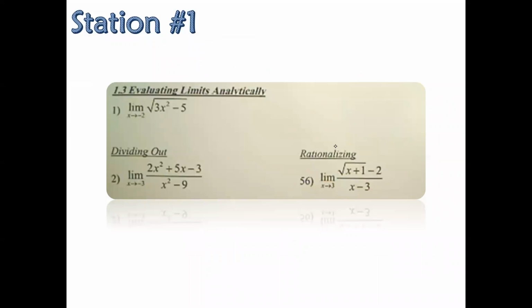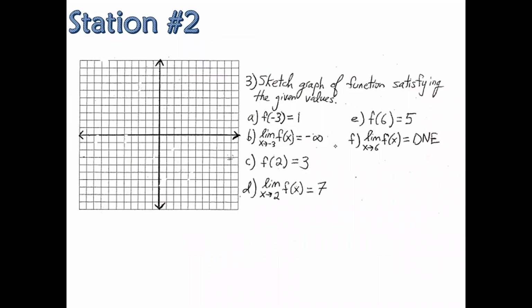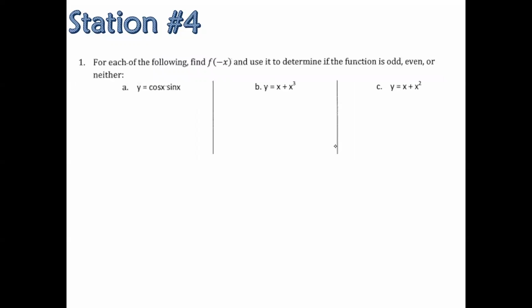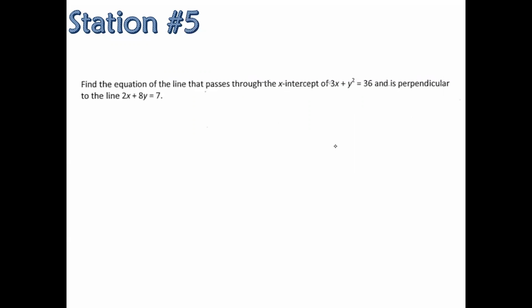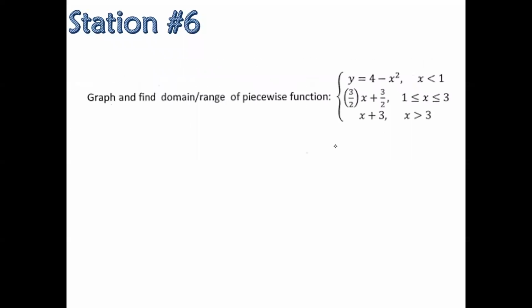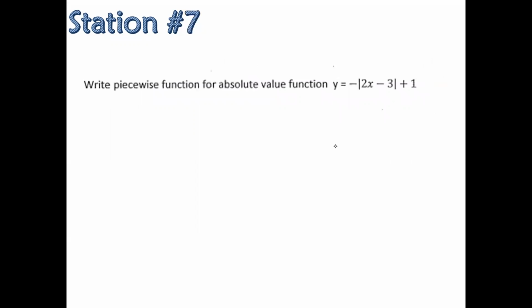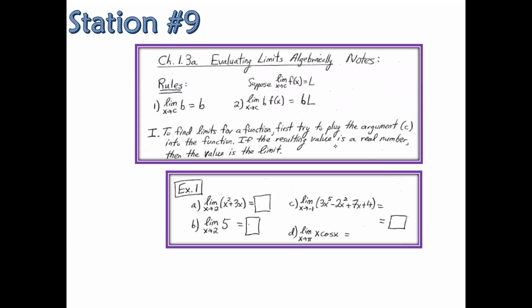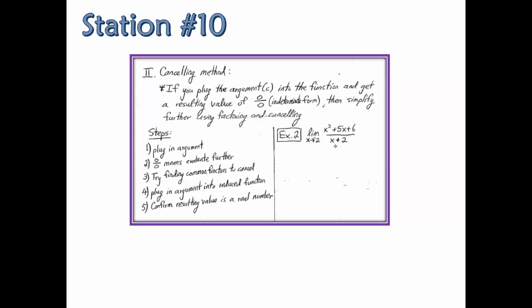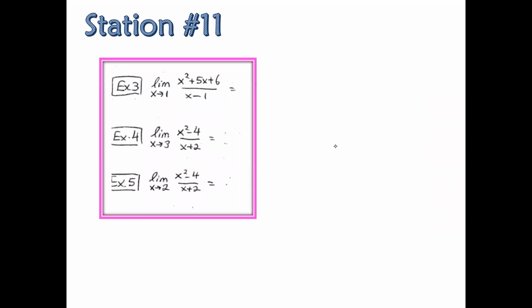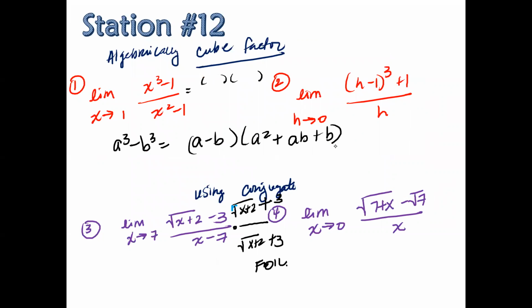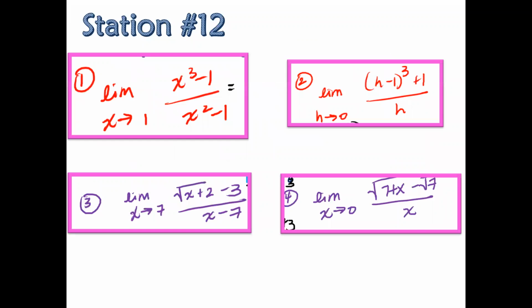So this is station 1, station 2, station 3, station 4, 5, 6, 7, 8, 9, 10, 11, 12. Just kidding, just 12.